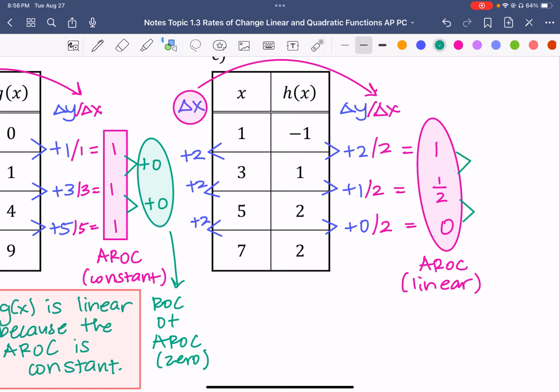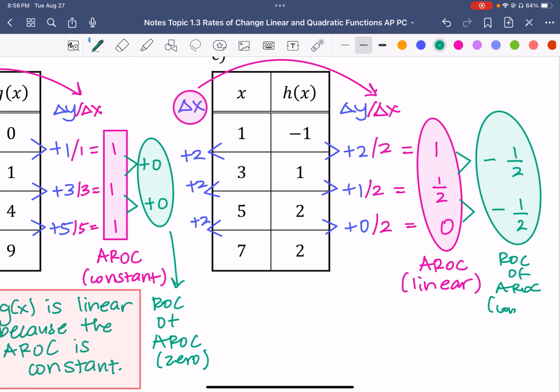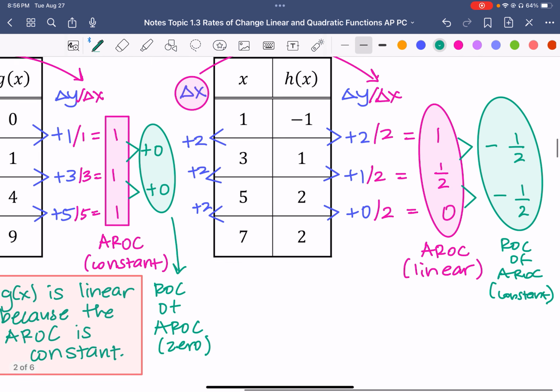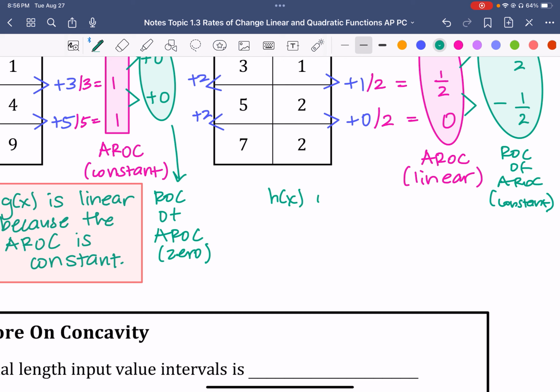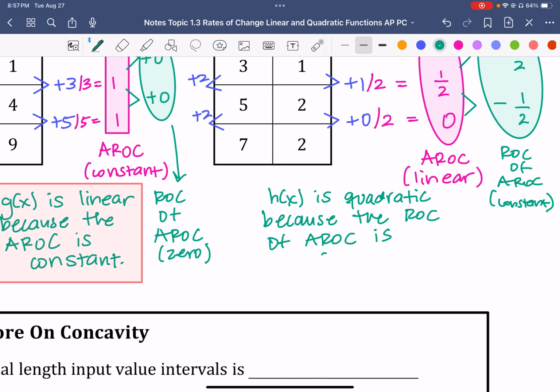So you would do 1 to 1/2. You're going to subtract 1/2, and 1/2 to 0, you're subtracting 1/2 again. So I'm going to circle these, and I'm going to say that the rate of change of the average rate of change is constant. Okay, which means that this table for h of x is quadratic because the rate of change of the average rate of change is constant.